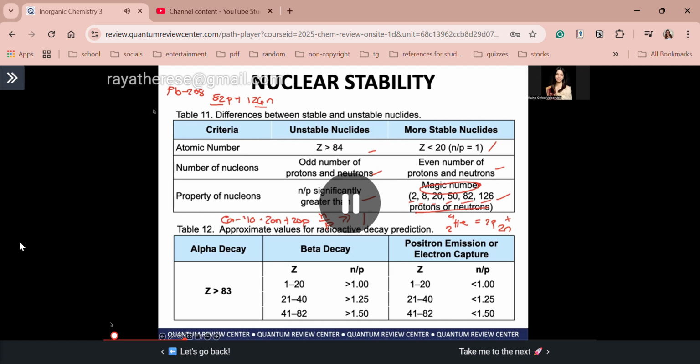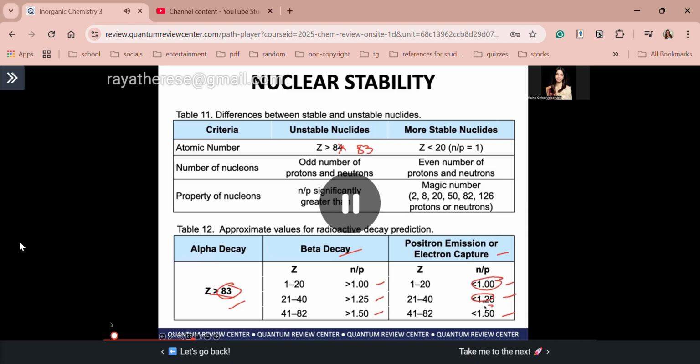Okay? And with this, guys, the following table, table 12, summarizes the approximate value for radioactive decay prediction. So ito na yung ginagamit natin, ang neutron to proton ratio. Okay, let's start. Now, if atomic number is greater than 83, so guys, usually ang gagamitin natin for unstable nuclides, 83 na lang. Some references would say dapat Z is greater than 82 or 84, but now let's just use 83. Okay, so if the atomic number is greater than 83, then alpha decay occurs for the nuclide. Now, beta decay occurs naman for nuclides na may neutron to proton ratio na greater than 1, greater than 1.25, and greater than 1.5. Then positron emission or electron capture occurs to nuclides with an N/P ratio na less than 1, less than 1.25, and less than 1.5.